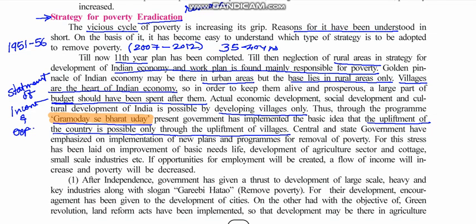The center and the state governments have emphasized, meaning put importance and great effort, on implementation of new plans and programs for removal of poverty. For this, stress has been laid on improvement of basic needs. See, what the government is doing now is trying to improve the basic needs and the development of the agriculture sector and cottage industry.